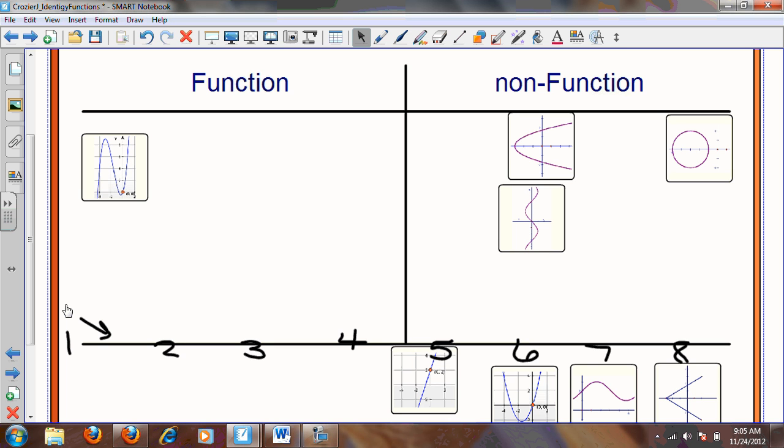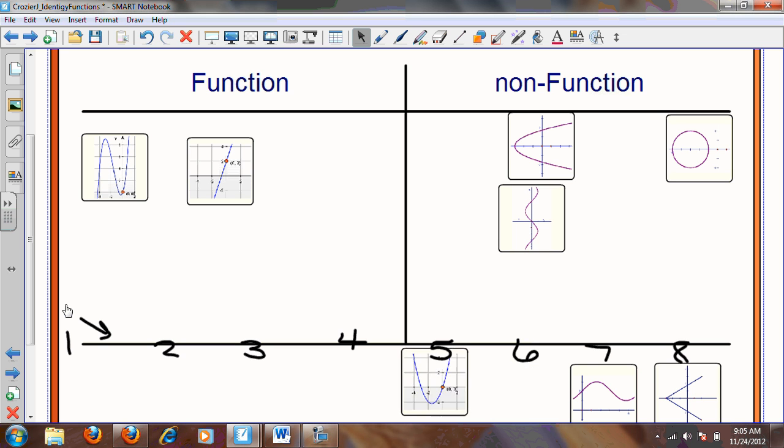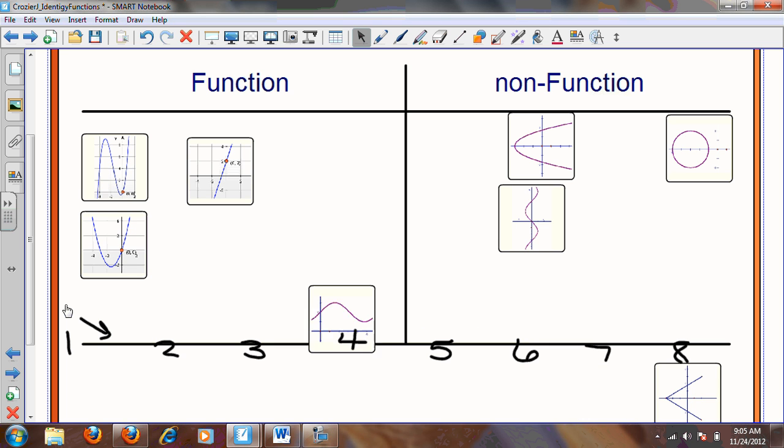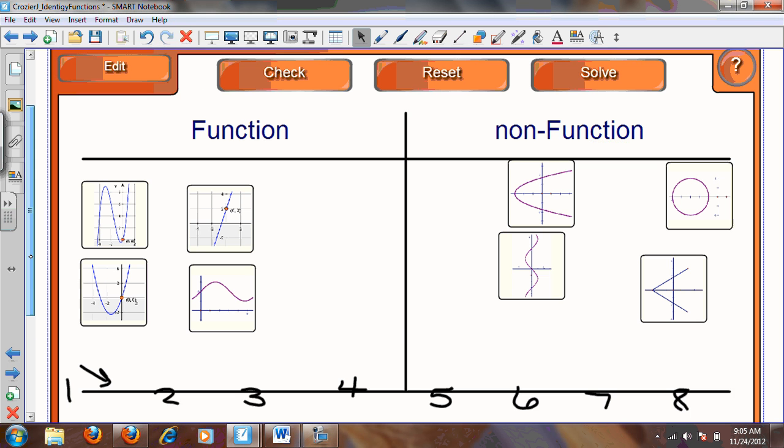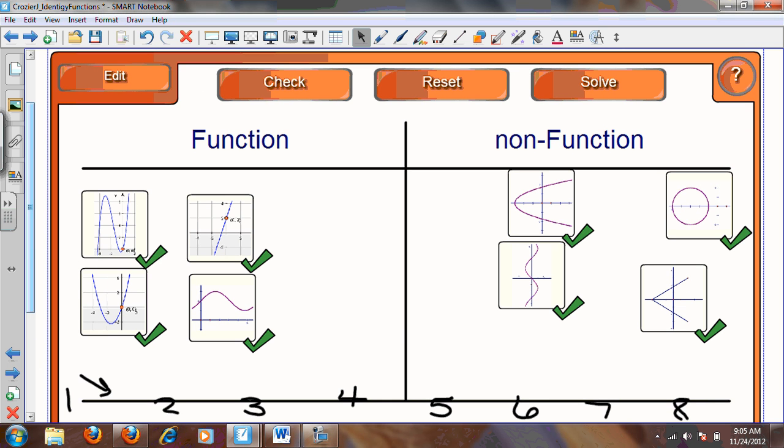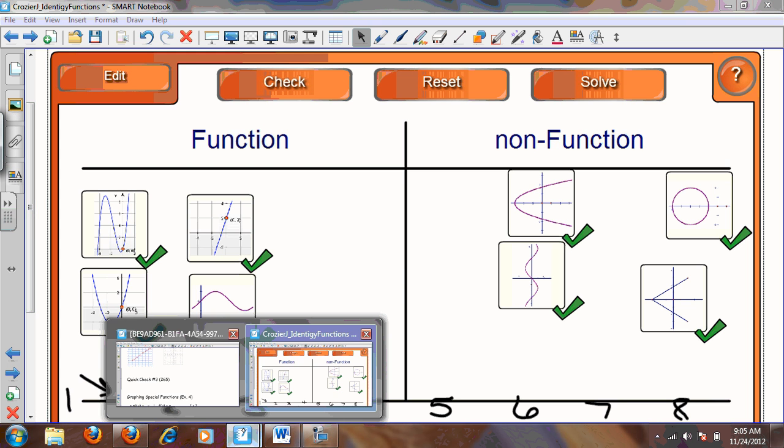What about graph number 5? Function, says Zoe. Chloe says number 6 is a function. What about number 7? Lila says function, so does Eric. How about 8? Nathan says not a function. Okay, are we correct? We are. Quick review on what is a function.